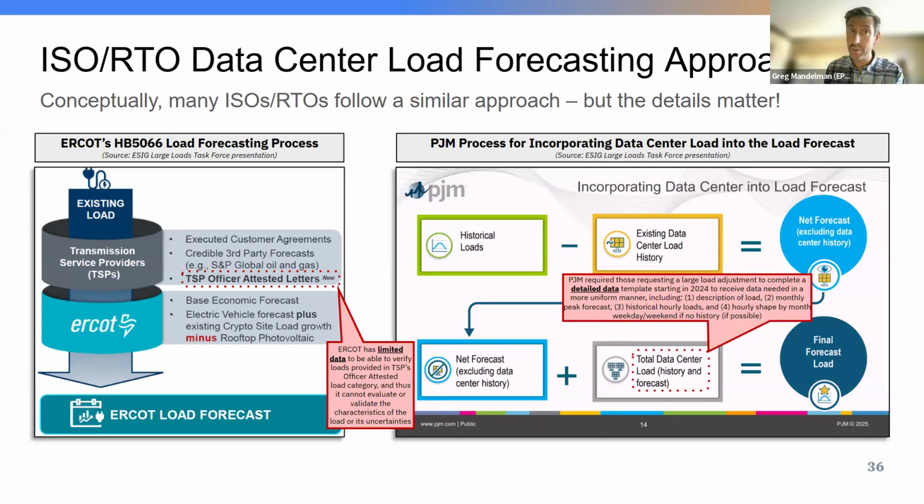ERCOT on the left and PJM on the right. And the point here is that conceptually, what ISOs and RTOs are doing is similar-ish. They are taking existing loads. They are removing out, in PJM's case, existing data center loads so that they get a new net forecast, and they're adding back in data center loads to get to a final forecast. But at a high level, they're running conceptually similar processes.